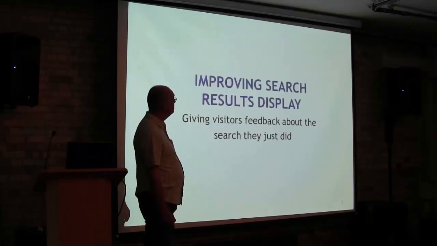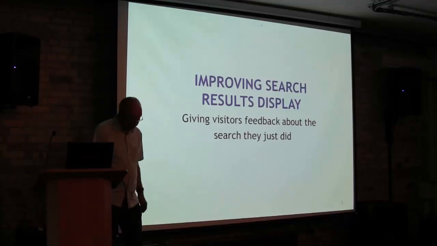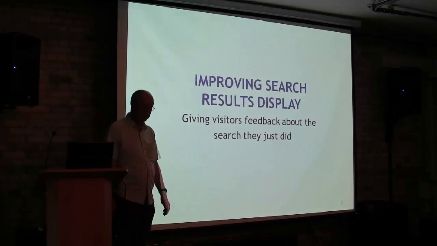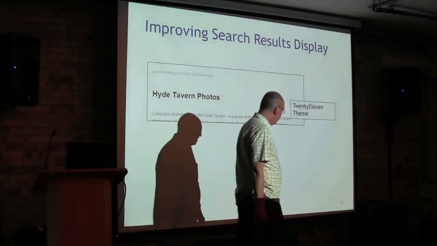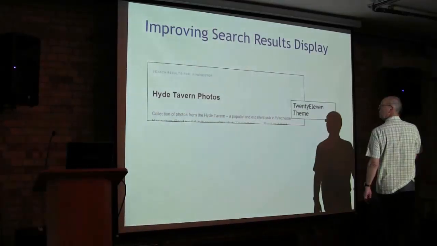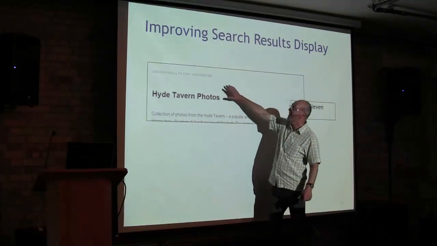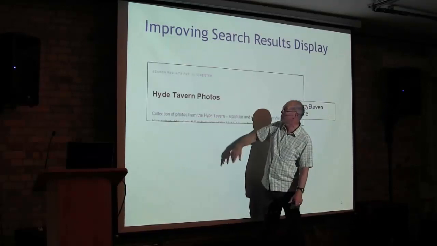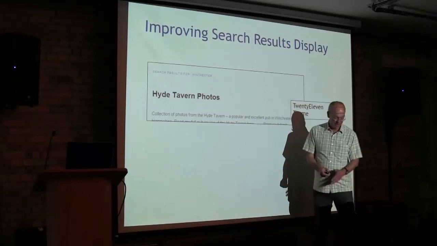Okay, so the first small section is improving the display of your search results, giving visitors feedback about the search they just did. Now this is a screenshot from using the 2011 theme. I've taken a copy of a live site and put it in there. What we've got at the top is the actual heading for the page, very small, but it's a heading 1. It tells you what the search was about. Then I've got the title of whatever it is, and then the excerpt going on there.